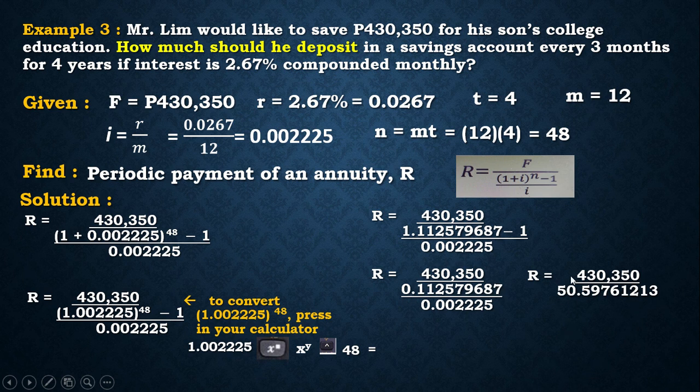Ang next step po, at ang final step, i-divide po natin yung 430,350 sa 50.59761213. So, ang R natin, ang periodic payment of an annuity that we have the future value ay 8,505.34. Again, dinivide po ito, kaya lumabas ang 8,505.34. Those are the steps on how we could get the periodic payment of an annuity R. Ngayon dako naman tayo sa another solution on how we could use the periodic payment of an annuity R using the present value.